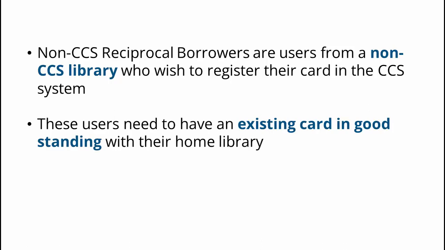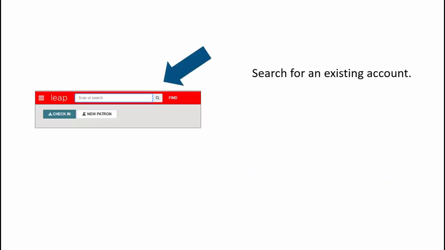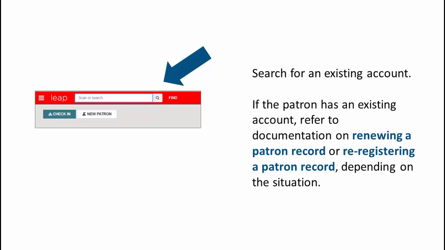To register their card in the CCS system, they do need to have an existing card in good standing with their home library. Follow local procedure for verifying the patron's ID and that their card is in good standing at their home library. Before creating a new patron account, make sure to search for any existing accounts using the quick search bar or find tool. If the patron has an existing account with CCS, refer to the documentation on renewing or re-registering a patron record, depending on the situation.